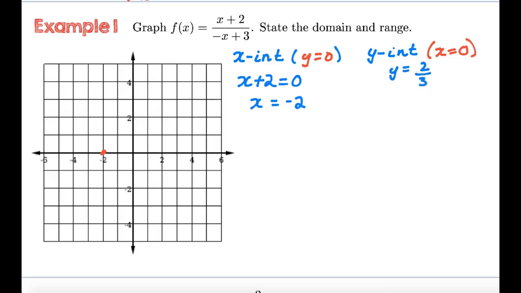So 0 over and 2/3 up, maybe right about here. Okay, it's about as close as I can get. So I'm halfway to my big four. My third one, let's look at the vertical asymptote.